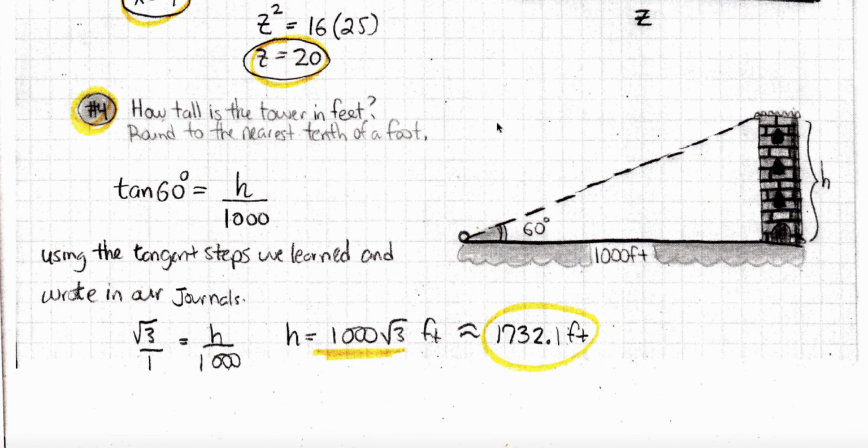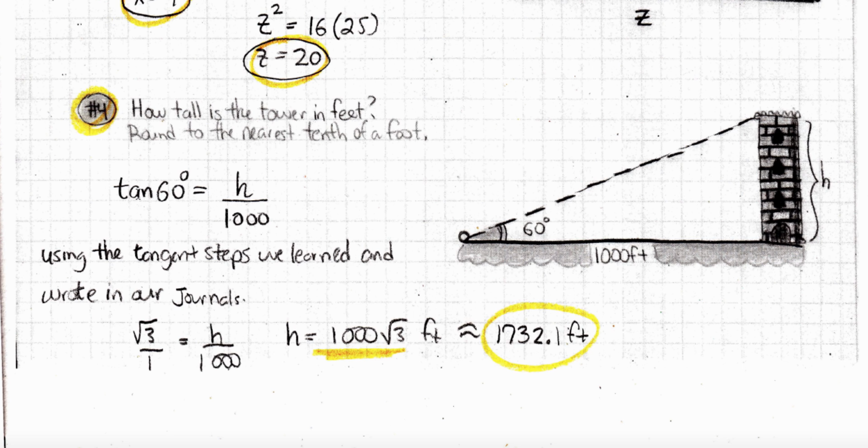Lastly, how tall is the tower in feet? Round to the nearest tenth of a foot. Well, h is opposite the 60 degrees. 1,000 feet is adjacent, so the tangent is the best way to solve this problem. Tangent of 60 degrees equals h over 1,000.